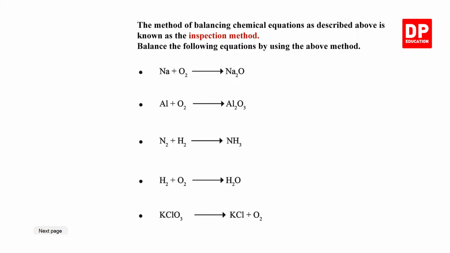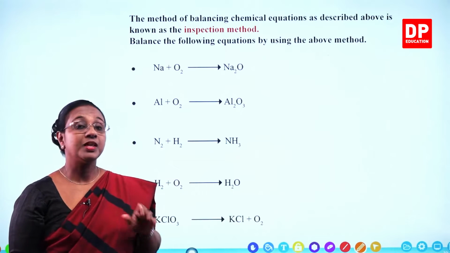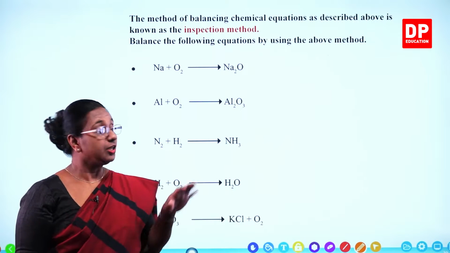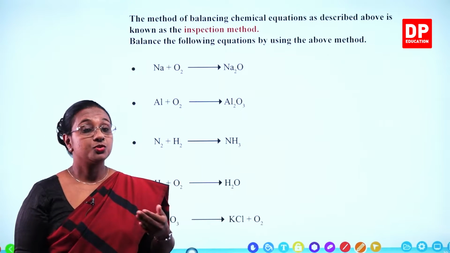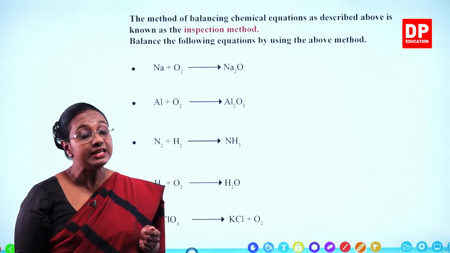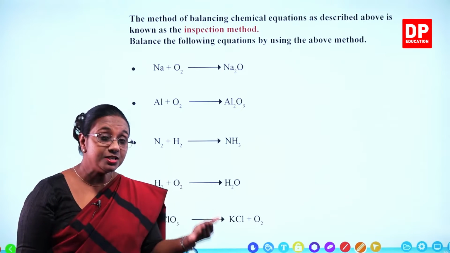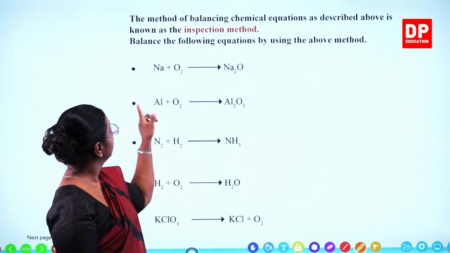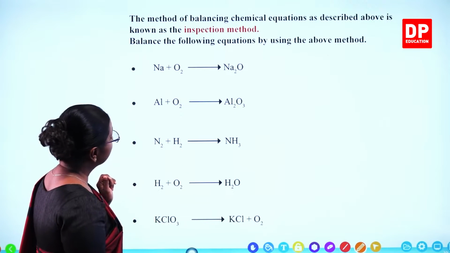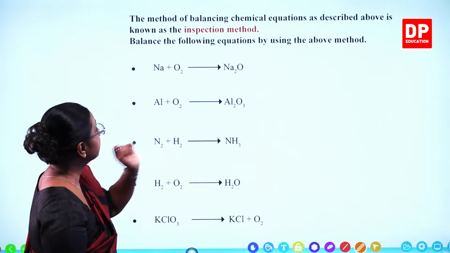The method of balancing chemical equations as described above is known as the inspection method. I told you all this. You look at the substances and you balance them. So that is known as the inspection method. You inspect the reactants and products and you balance it. So balance the following equations by using the above method.